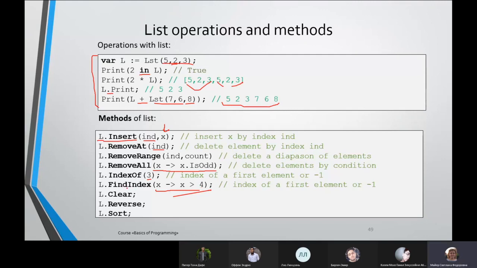And using this rule, the index of the first such element will be printed. Clear, just to make it empty, we can use this Clear method. Reverse means that the elements of this list will be reversed, so from the end to the beginning.